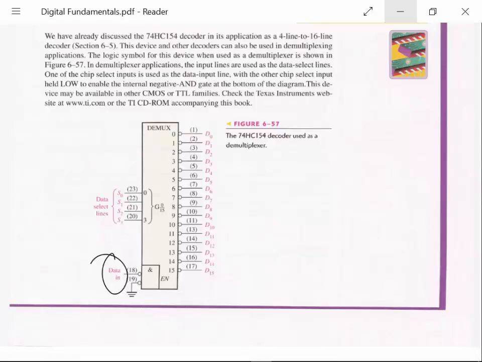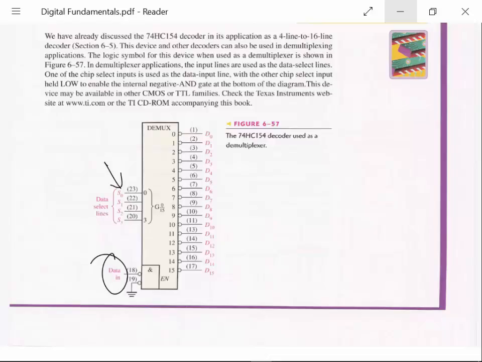So here's another circuit that we're going to use for a demultiplexer. It's actually not a demultiplexer, it's actually a decoder. We talked about decoders before, right? A decoder means that whatever input is selected here, S0 through S3 in this particular case, that output is taken low.